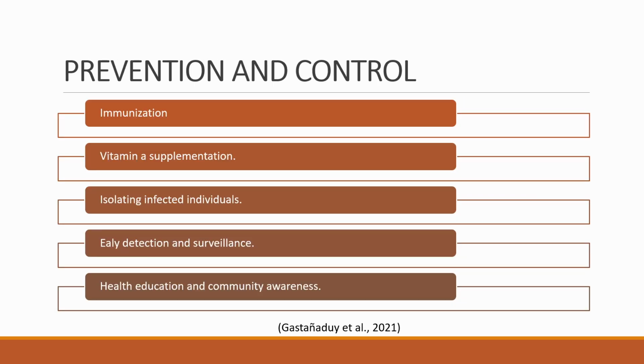Under prevention and control, vaccination is the most effective preventative measure for measles. It's given as part of the MMR, which is measles, mumps, and rubella, with the first dose at 9 months and the second at 15 to 18 months. The 2 doses offer lifelong protection. Additionally, vitamin A supplementation reduces the complications of measles. Early identification and surveillance are important to facilitate quick public health responses. Health education is also crucial.